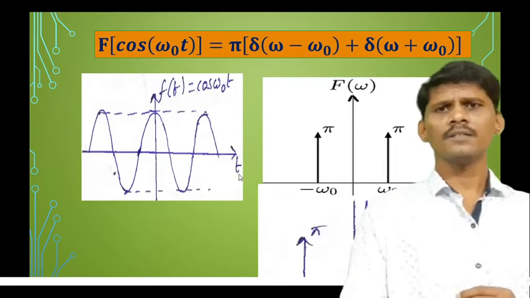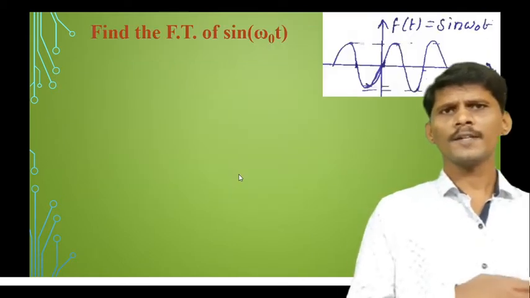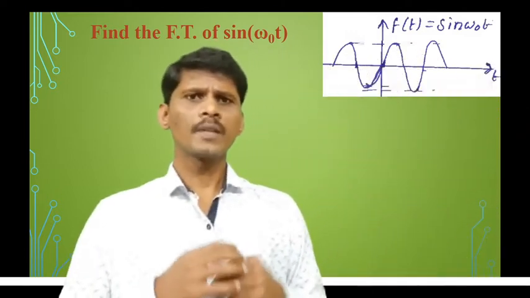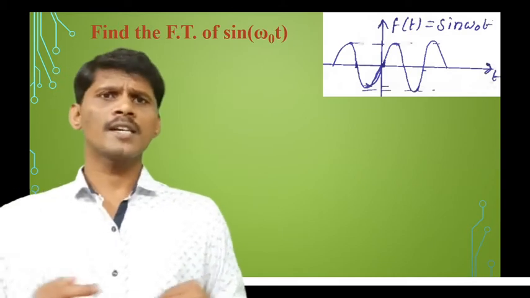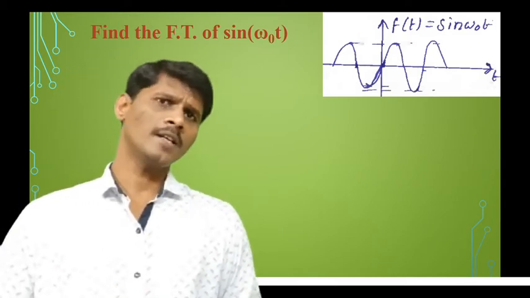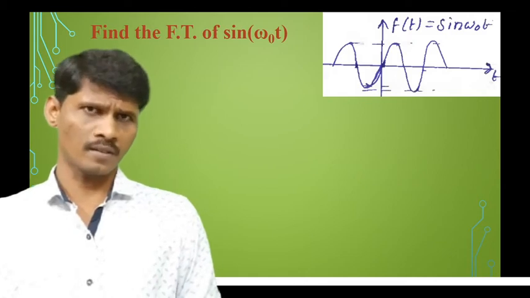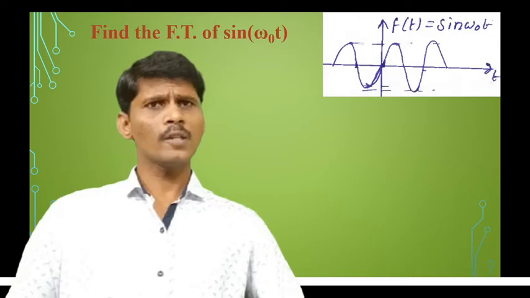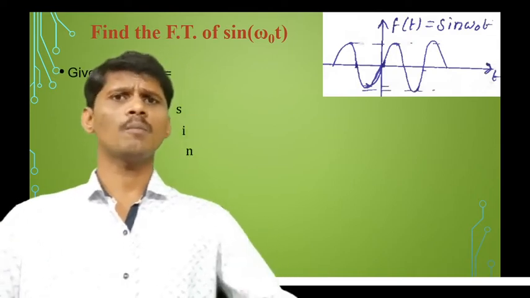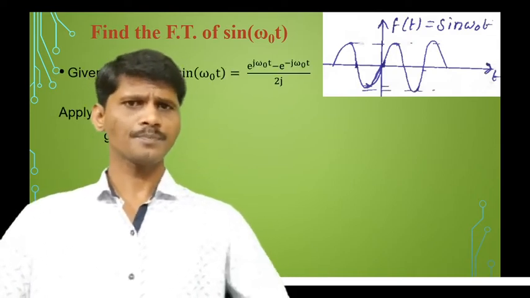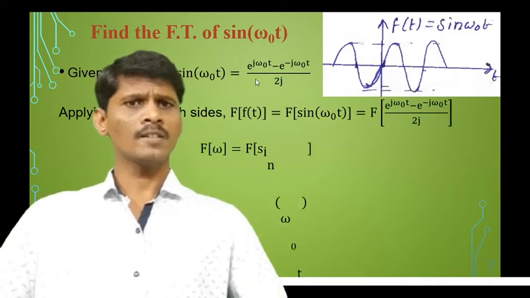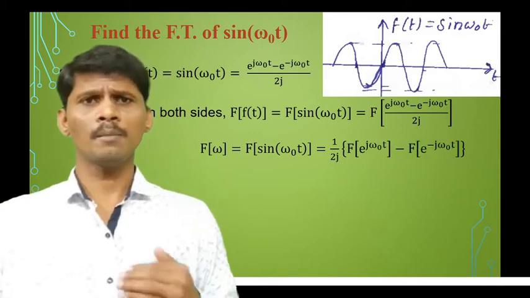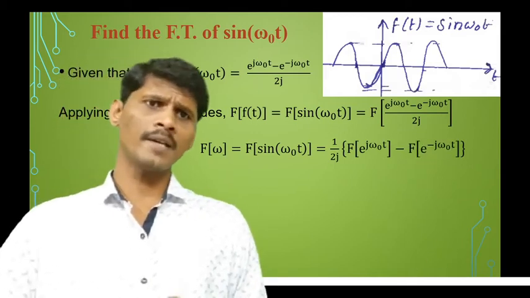Next, calculate the Fourier transform of sine omega naught t. The given signal f of t is sine of omega naught t. Similarly, calculate its Fourier transform. Using Euler's identity, sin x is e power jx minus e power minus jx by 2j. So sine of omega naught t in terms of exponentials is e power j omega naught t minus e power minus j omega naught t by 2j.